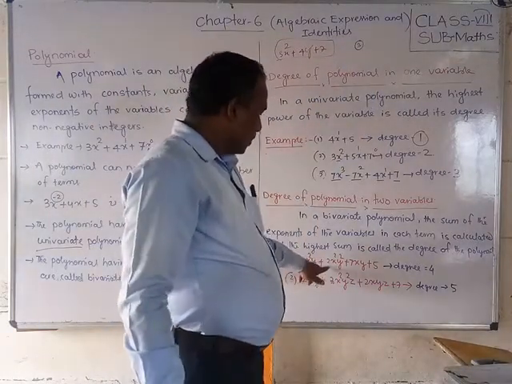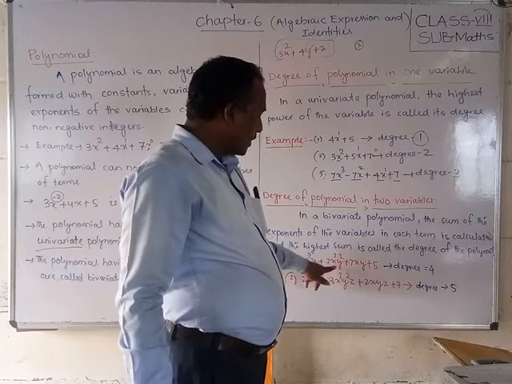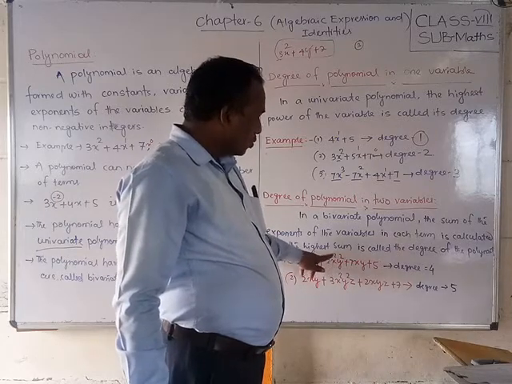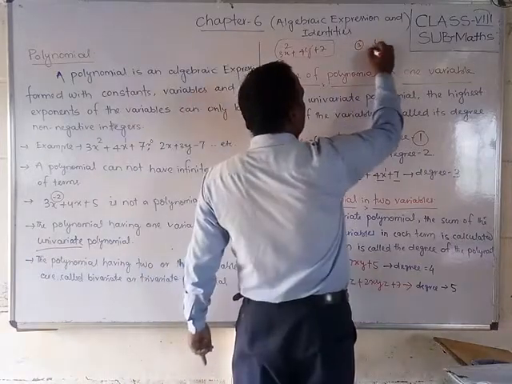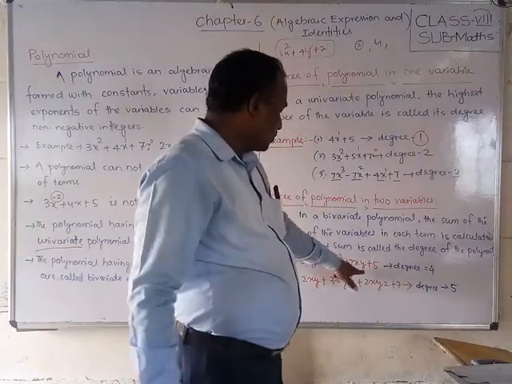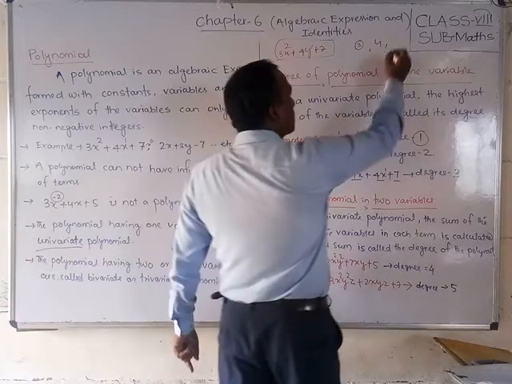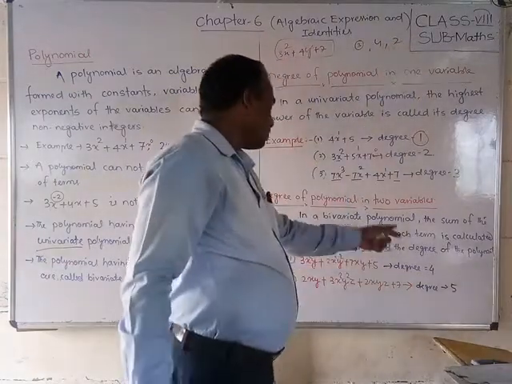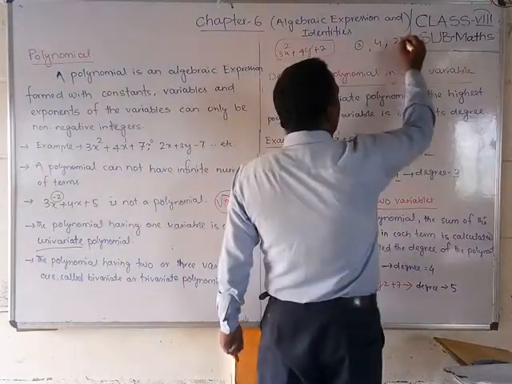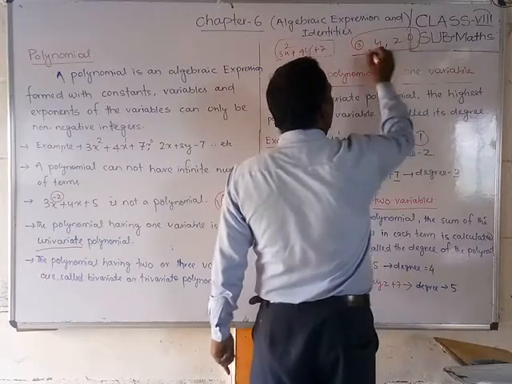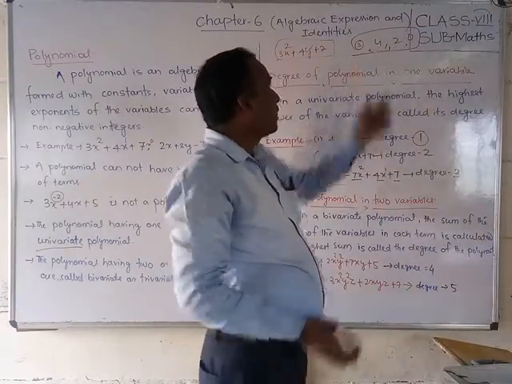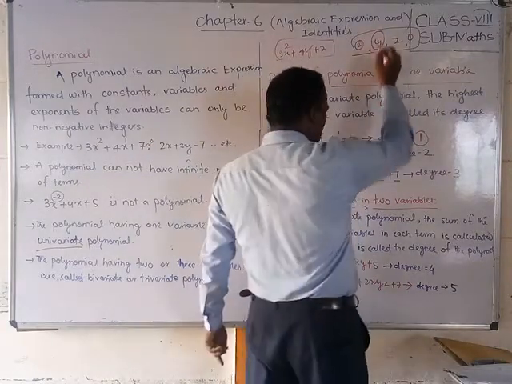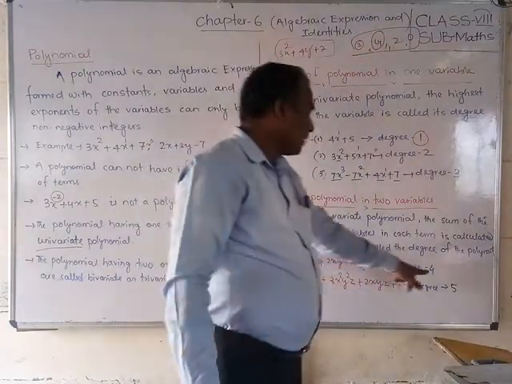Second term, check. 2x square y square. 2 variables are there, x and y. The power is 2 here and 2 here. 2 plus 2, that is 4. Next, 7xy. This is 1 and 1, that means 2. Here 5, there is no variable, so we got 0. So among these 4 terms, after adding the powers, which one is the highest? 4 is the highest power. So the degree of this polynomial is 4.